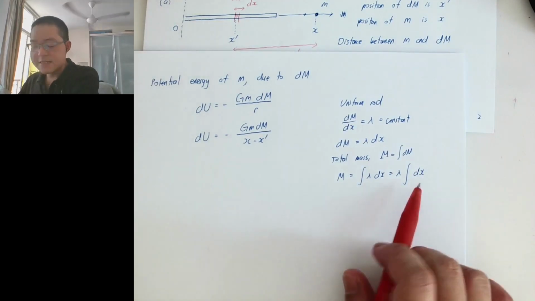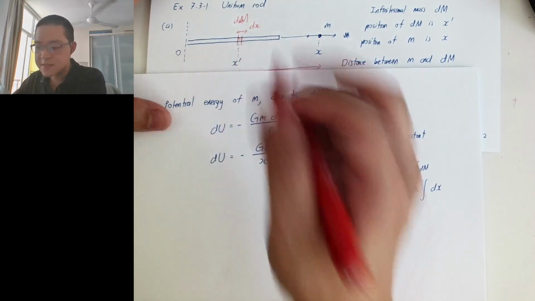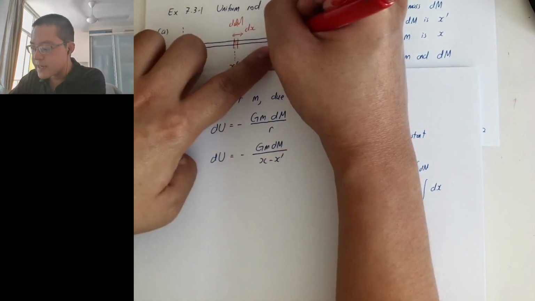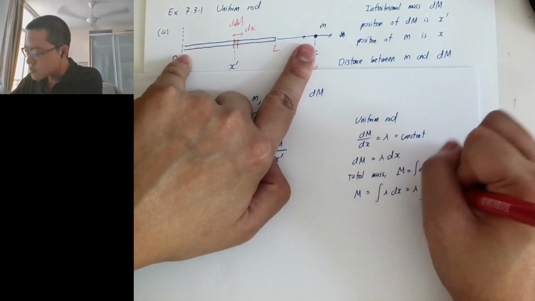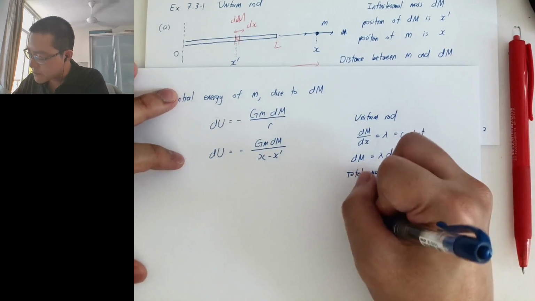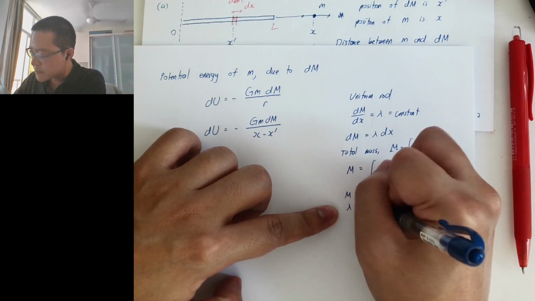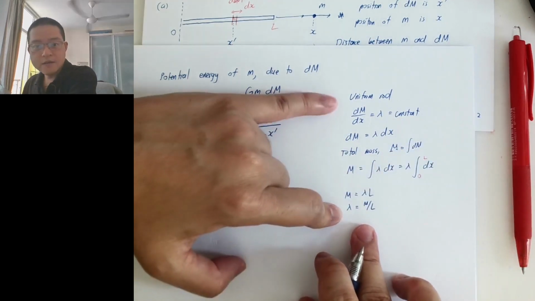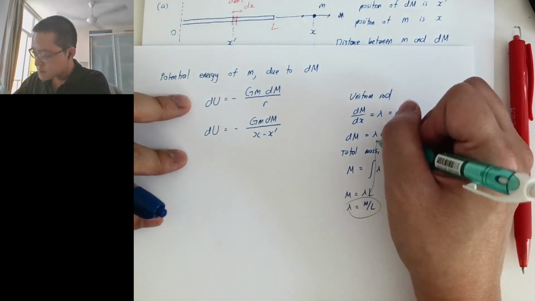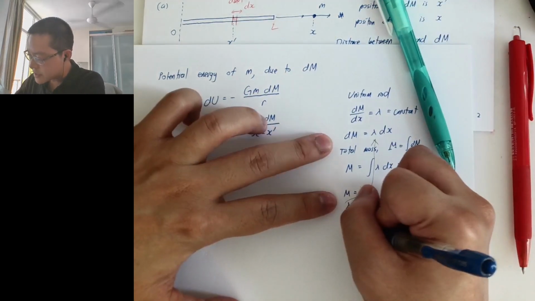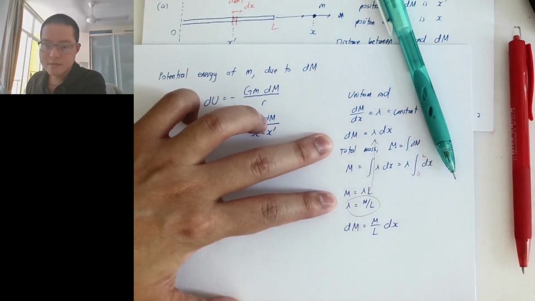And then what are the limits of integration? Every time you need to be careful when you set up your coordinate system. This is x equals 0, and this last part is x equals L. So I'm integrating from 0 to L, and this is where we get M equals lambda times L. So I conclude that lambda equals M over L. Once I have M over L, I put this back into here, and I get the expression that dm is just M over L dx.